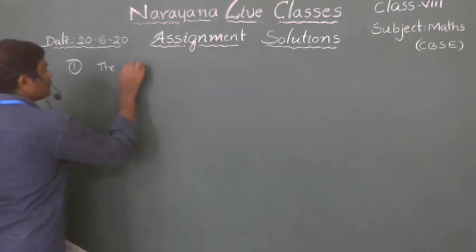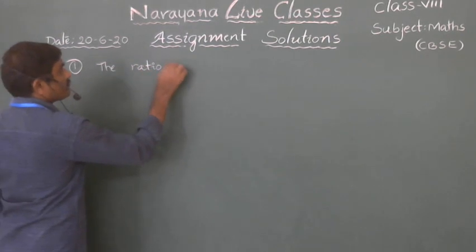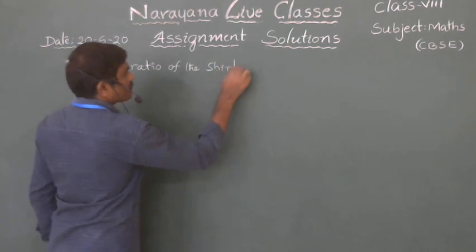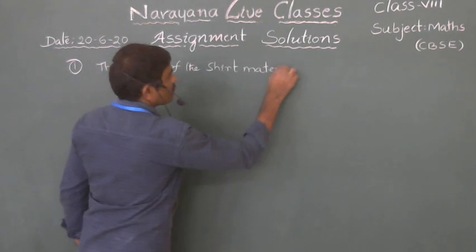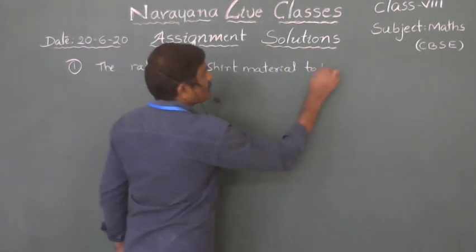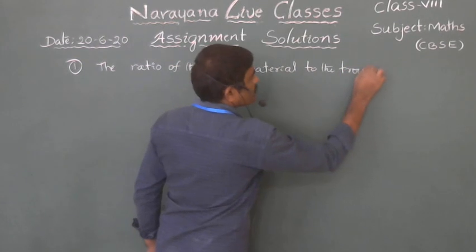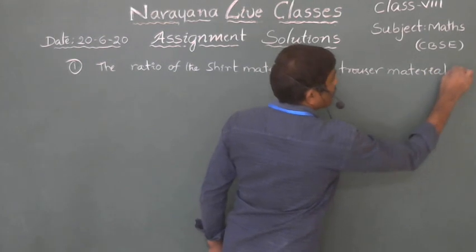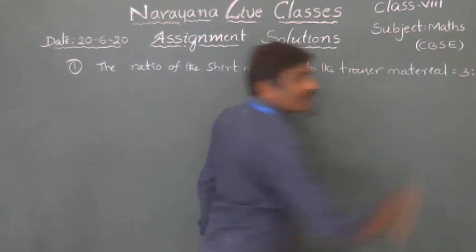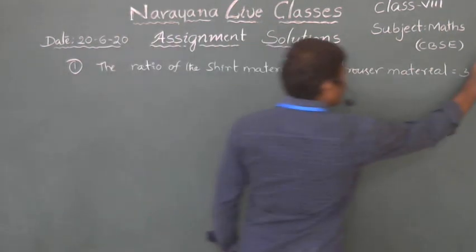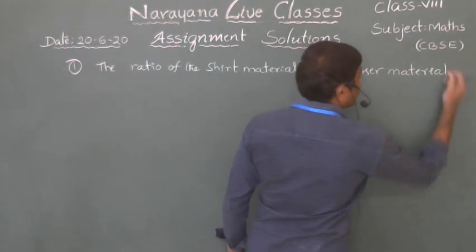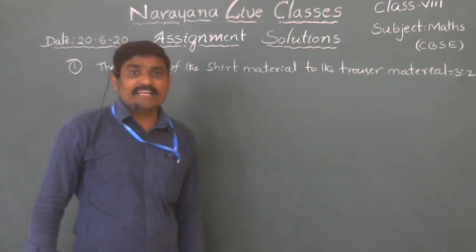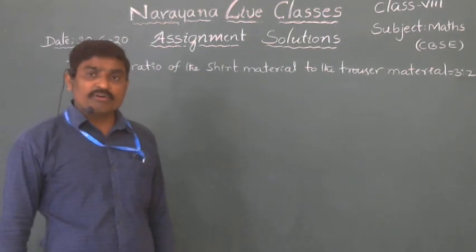the ratio of the shirt material to the trouser material is equal to 3:2. Why am I giving that 3:2? The ratio of the shirt material to the trouser material equals 3:2. Why?